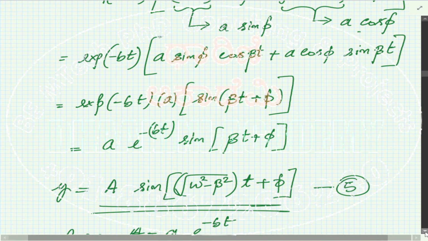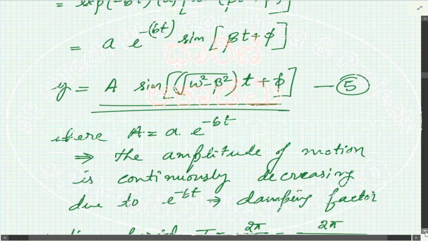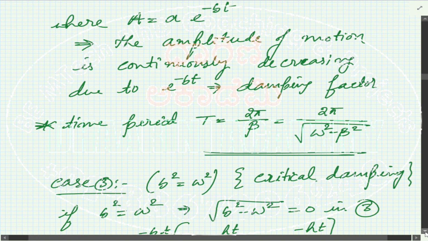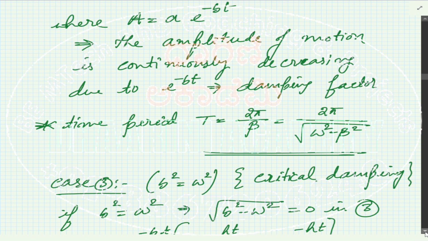Alright, next, here the capital A is a into e to the minus bt. So that is called the amplitude.